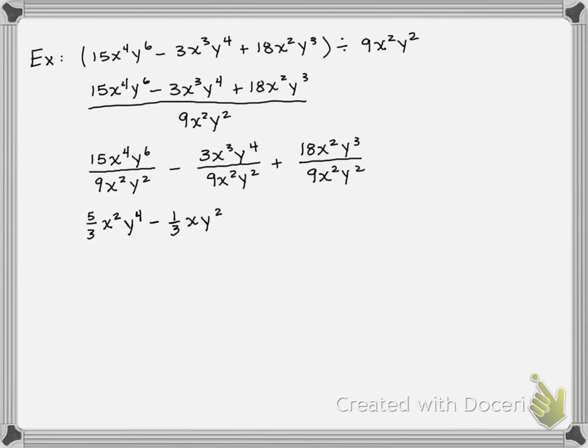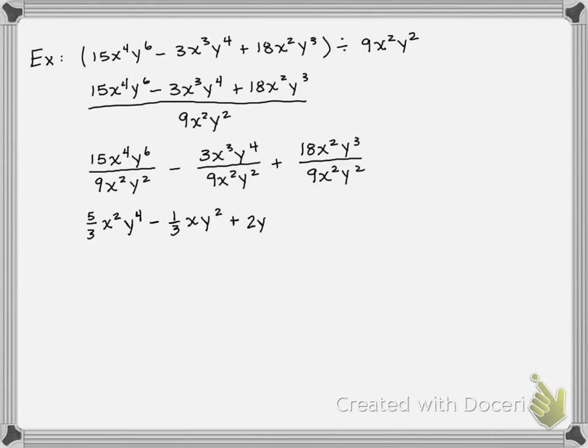And then go ahead and finish that last term. What'd you guys get for the last term? 2y. Yep, just 2y, good. So the x squareds just cancel. And then y to the third over y squared is y, and 18 divided by 9 is 2.